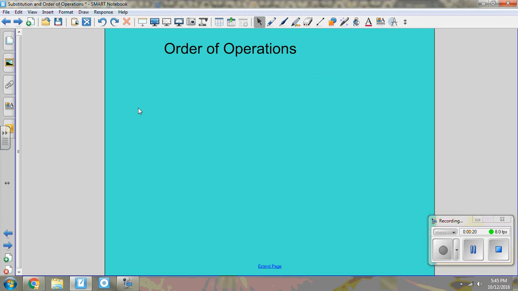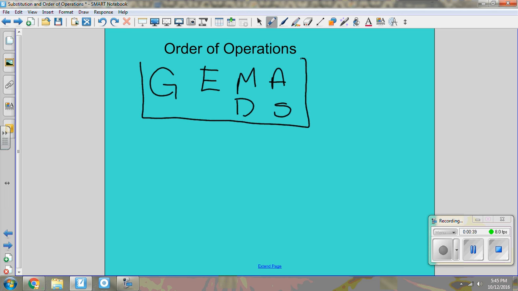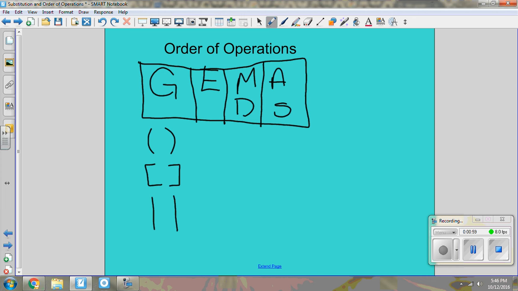So let's first do a review of the order of operations. Last year we learned it using GEMDAS. And some of us remember PEMDAS, but they mean the exact same thing. And this is just the order that helps us remember how we're going to do our math problems. So the first letter there is the G, and the G stands for those grouping symbols. Things like parentheses and brackets. Anything that's grouping things together, even absolute value, can be a grouping symbol that we have to do first.